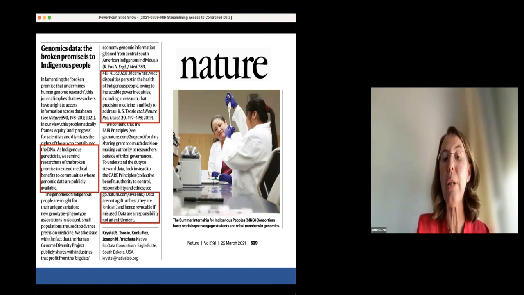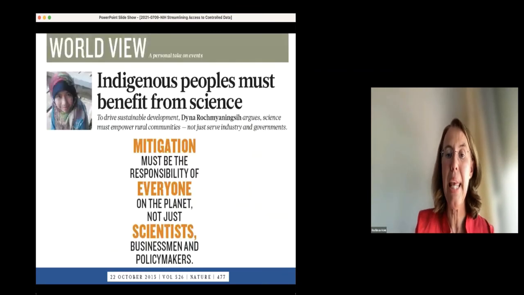We need to show that we know and respect the communities and participants who gave it in the first place. And there is more and more this concept that indigenous people must benefit from science. It's growing and acknowledged, and I am happy to be here today in this session, being able to share these ideas with all of you.